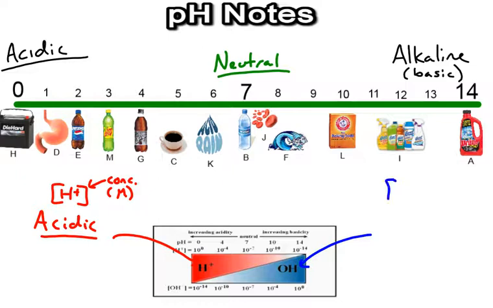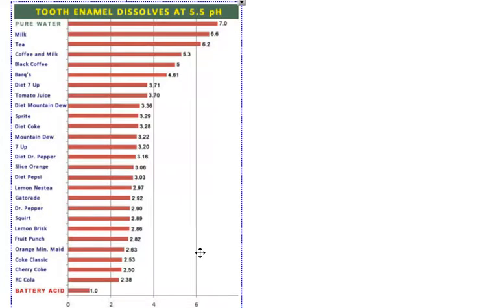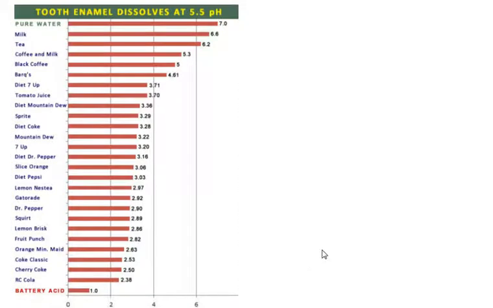If you have a concentration of OH-, that deals with more basic or more alkaline. So here's a list of different kinds of drinks, and I think this is very interesting. And hopefully you can see this. Tooth enamel dissolves at 5.5 pH.